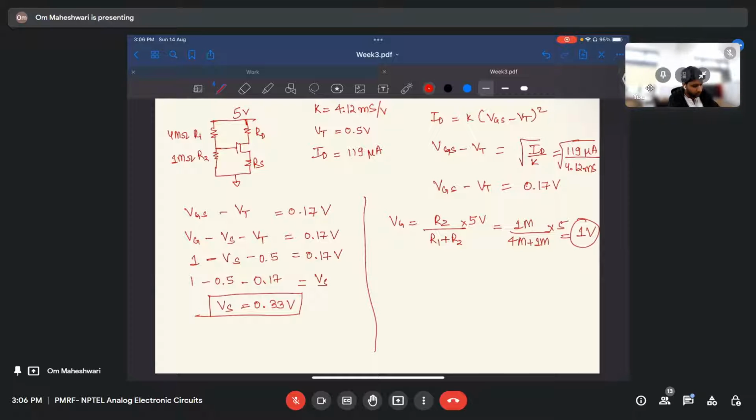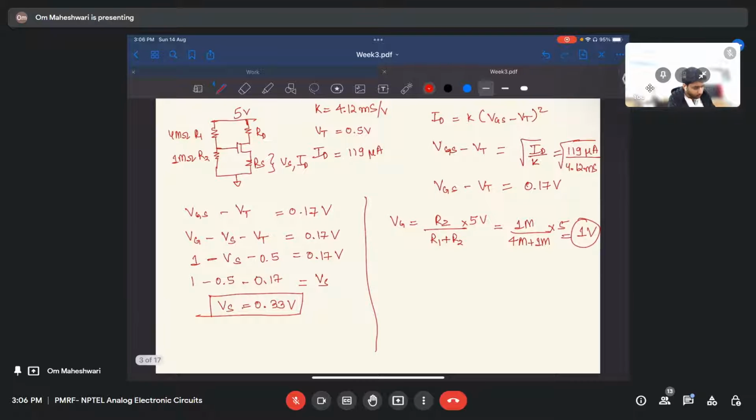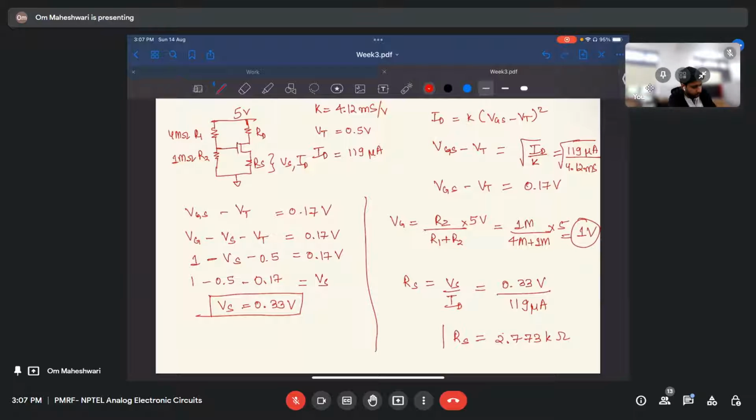Sorry, I forgot to tell: this is VS, the voltage here. So VS is actually the voltage drop across RS. We know VS, and we know ID, the current through this branch. Then we can find RS. RS will be 0.33 volts by 119 microamperes. This will give us RS equals 2773 ohms, that is, 1773 kilo ohms as stated.